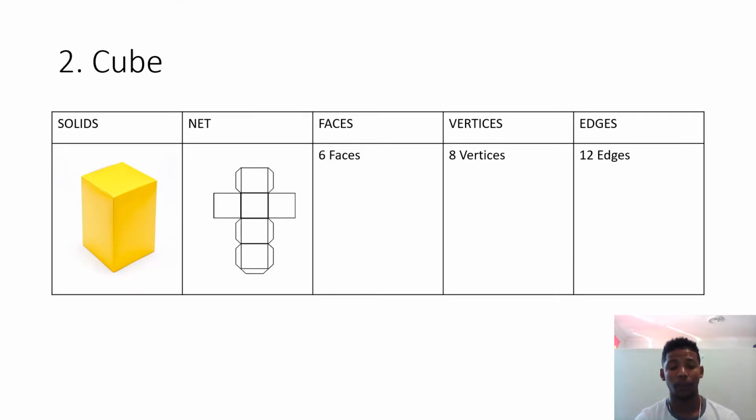Next we have the cube. Also in the cube we have the solid, the net, the faces, the vertices, and the edges. By the solid we can see the shape in its final form. By the net we can see the layout of the cube. And we can also identify the faces, the vertices, and the edges. In a cube we have 6 faces, 8 vertices, and 12 edges.